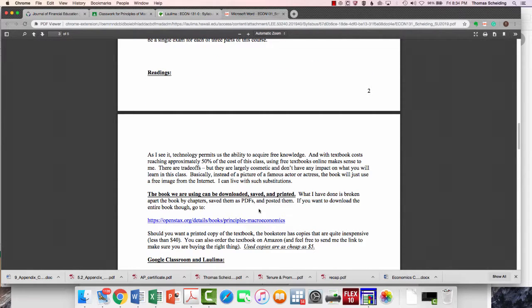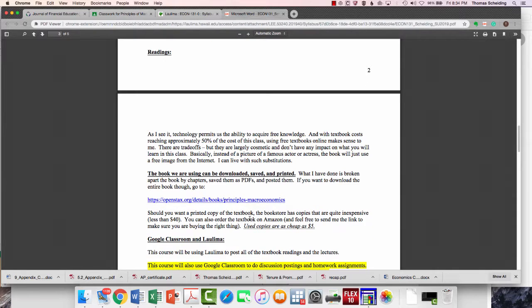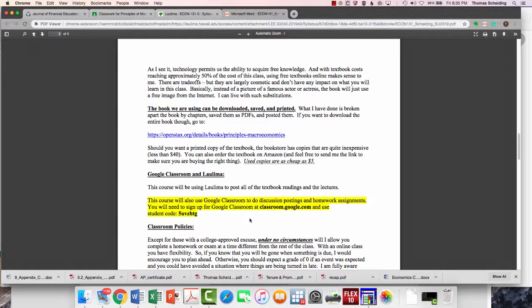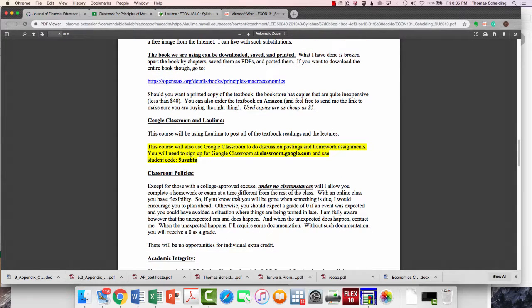The textbook is actually completely free of charge. This is a textbook cost zero class, meaning that everything that you need for this class is part of tuition, and there's nothing beyond tuition that you're paying for, so there's no material costs. The book is freely available, and I'll show you how you're going to access it. We are going to be using laulima, as I said, for the homework assignments, but then I'm also going to use Google Classroom. I don't think I'm going to use it for the homework assignments. I've changed my mind on this, but we are going to use it for the discussion postings. And I'll show you how to use it. I'll make a video that'll show you how to do it.